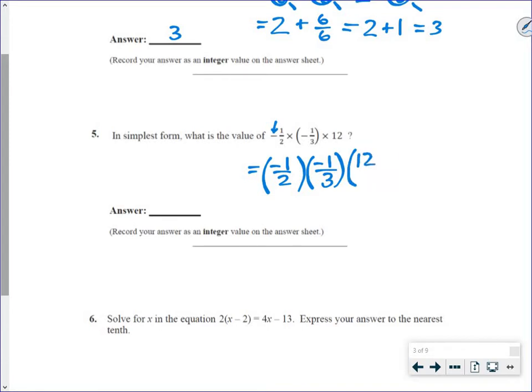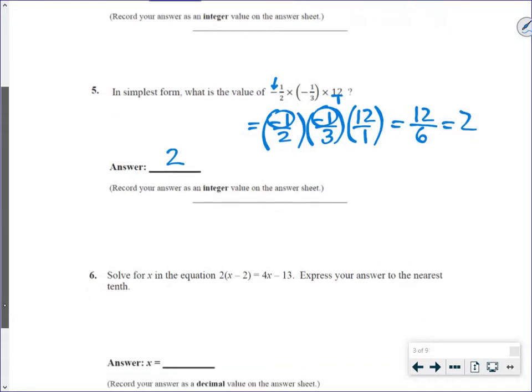Okay, and then 12 over 1. Right, you can always write something over 1. So going across the top, negative 1 times negative 1 times 12 is just 12, right? Because negative times negative is positive. And then on the bottom, 2 by 3 by 1, 2 times 3 is 6, times 1 is still 6. 12 divided by 6 is 2. So the answer there is 2.